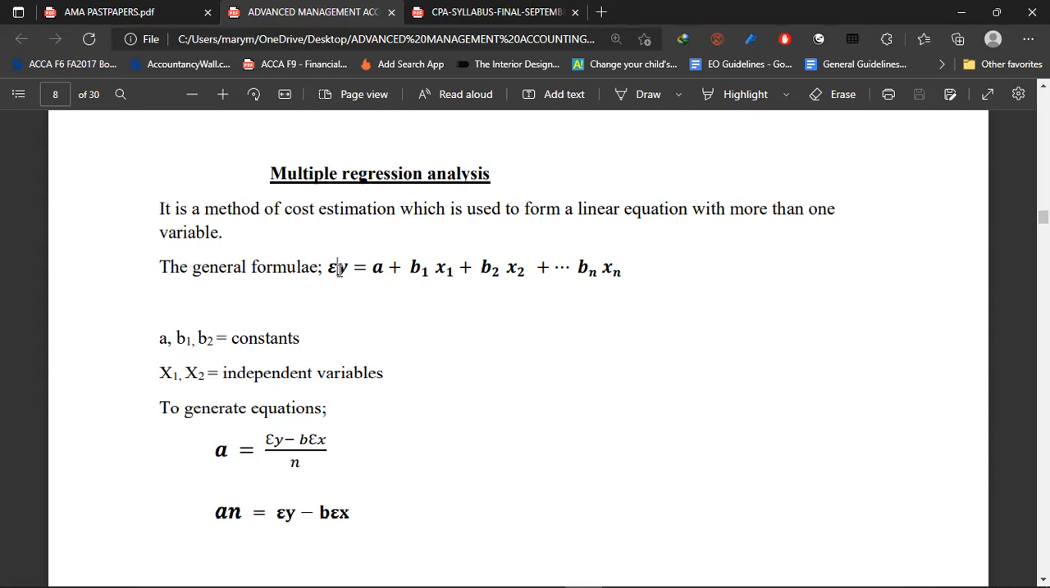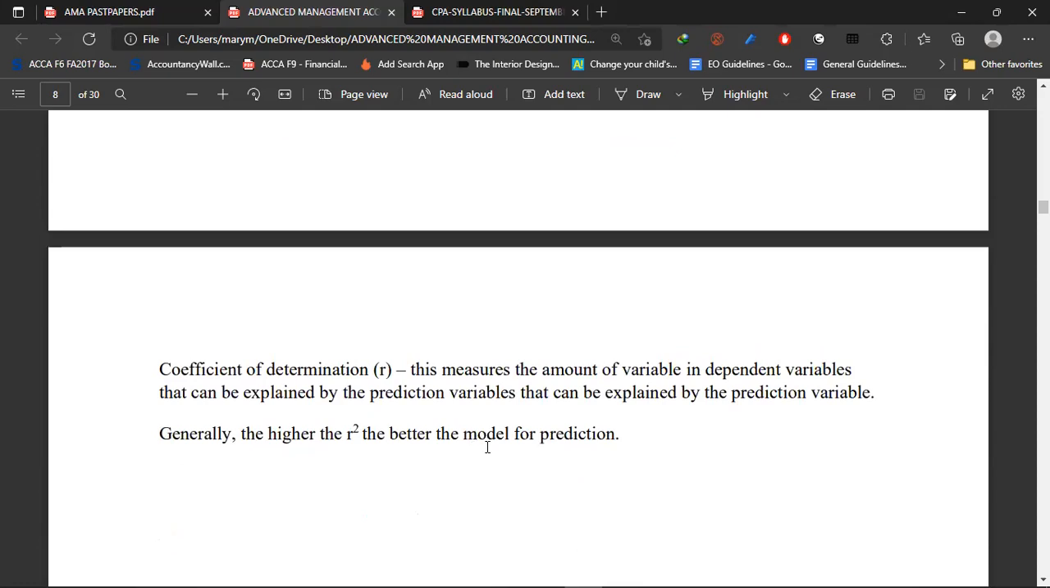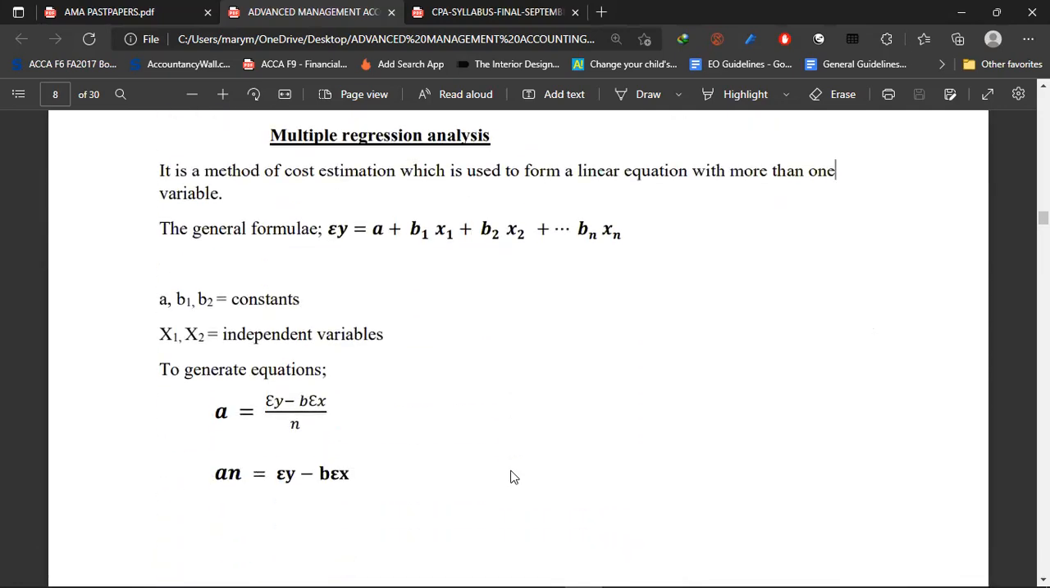Now, when we look at multiple regression, it normally means that we have more than one independent variable. In this case, it is a method of cost estimation which is used to form a linear equation with more than one independent variable. Here, it should be independent variable. I think it should be affecting my notes somehow. I will include it before I share the notes.